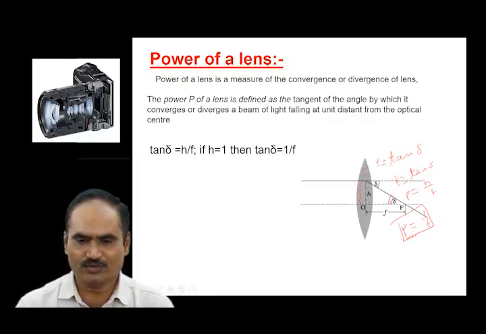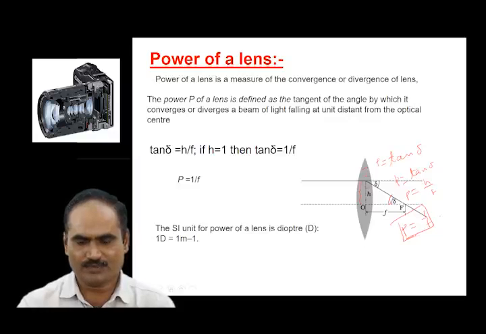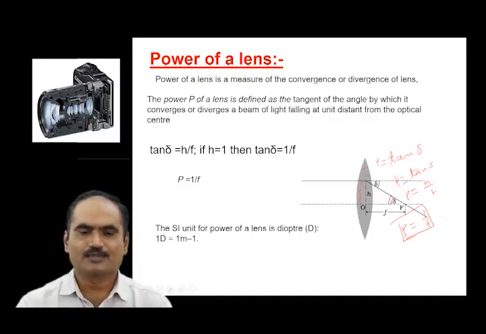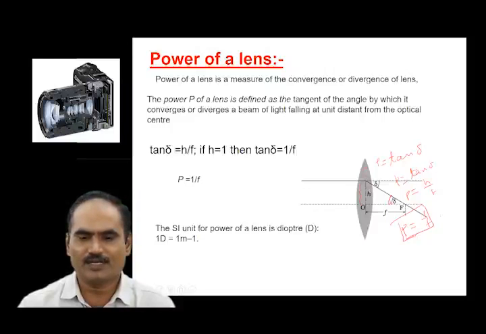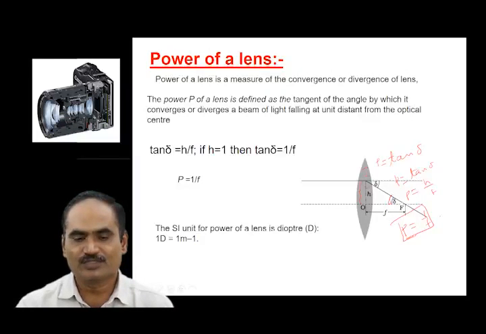In the same way, it can also be called by another term, diopter. Sometimes it is written as 1 D, which is 1 per meter. Usually when you go to hospitals or to an eye specialist, they prescribe values like plus 0.25 or minus 0.25, or plus 1.25 or minus 2.5. These measurements are all in terms of diopter.